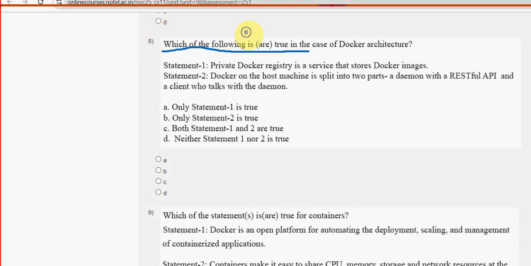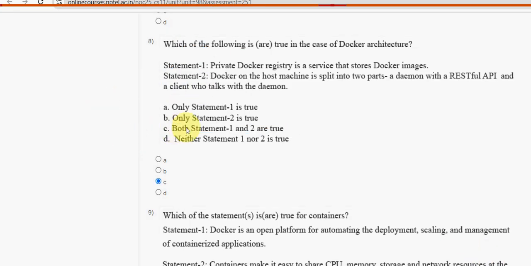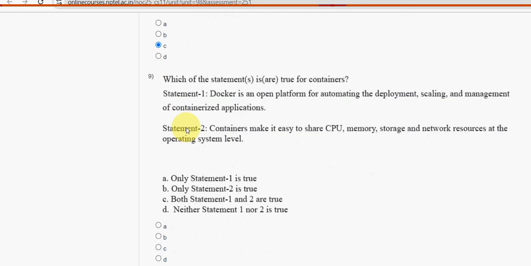Next, eighth one. Which of the following is or are true in the case of Docker architecture? Both the statements are correct, guys. So mark option C, both statement 1 and 2 are true.